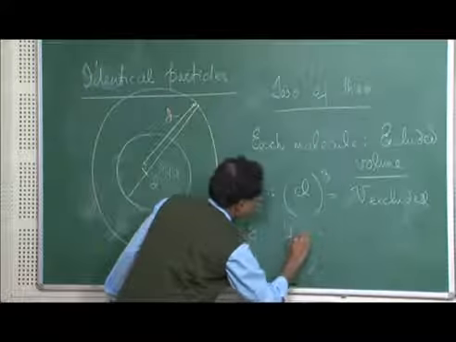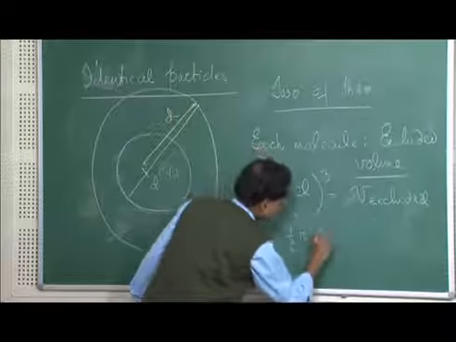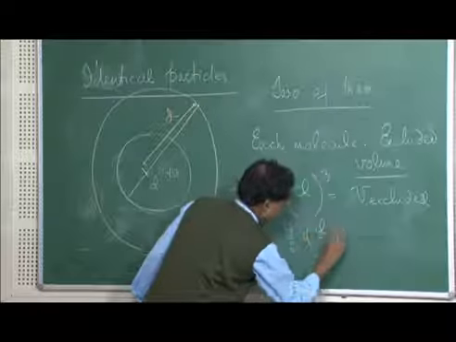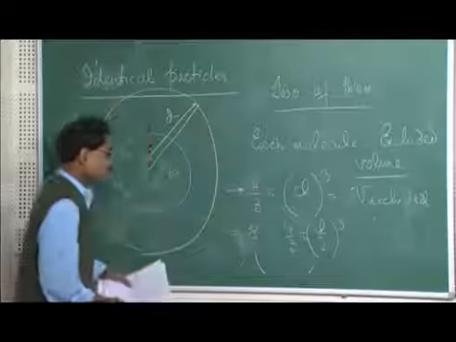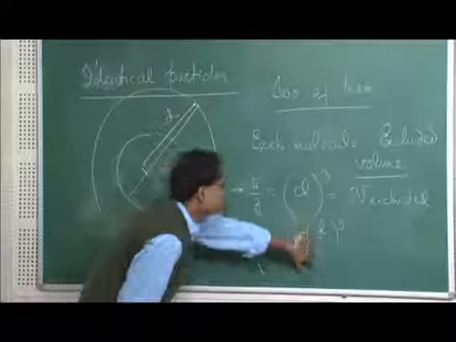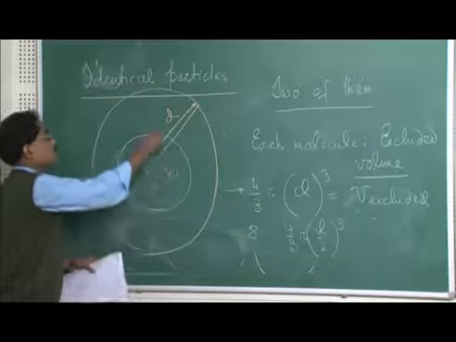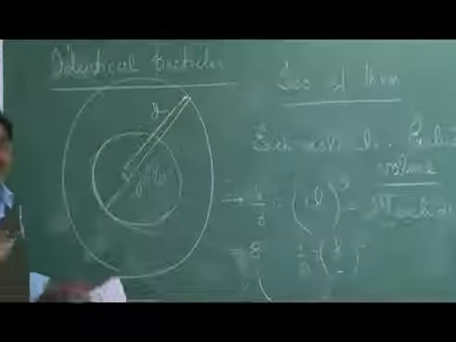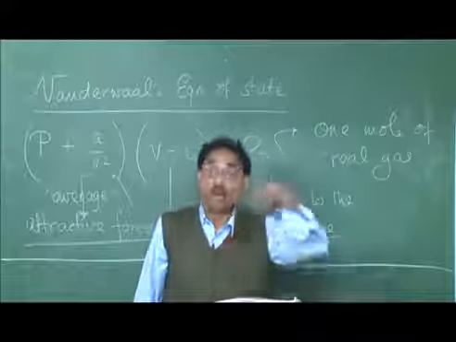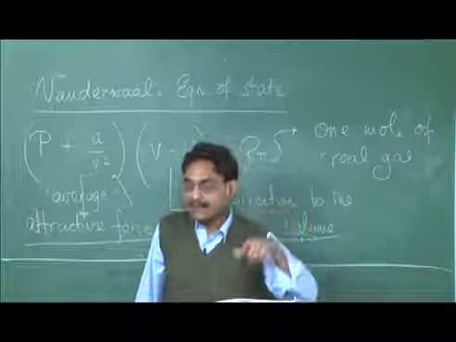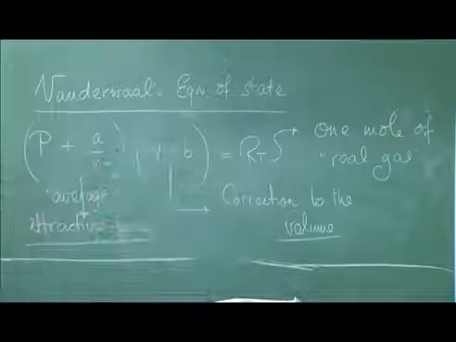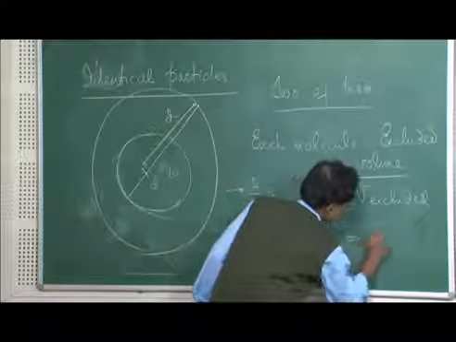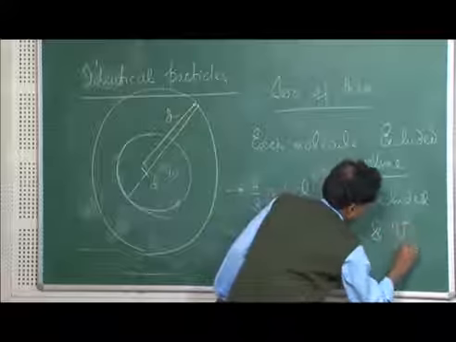8 times 4/3 pi (d/2) cubed. Well, immediately I know what 4/3 pi (d/2) cubed is. This is the volume of my molecule. If you remember, initially I started by saying that B is proportional to the volume of a molecule. Is that clear? If that is clear, you see it is 8 times V molecule.